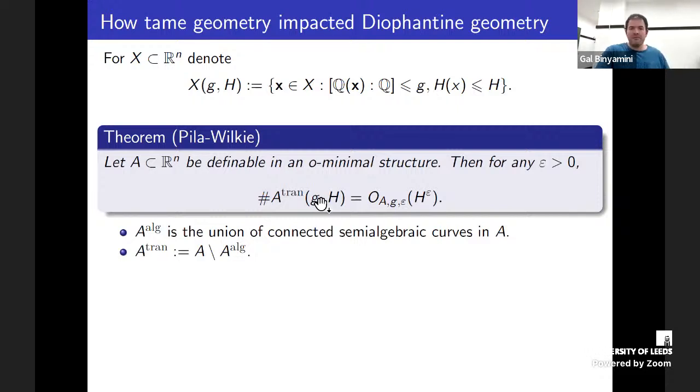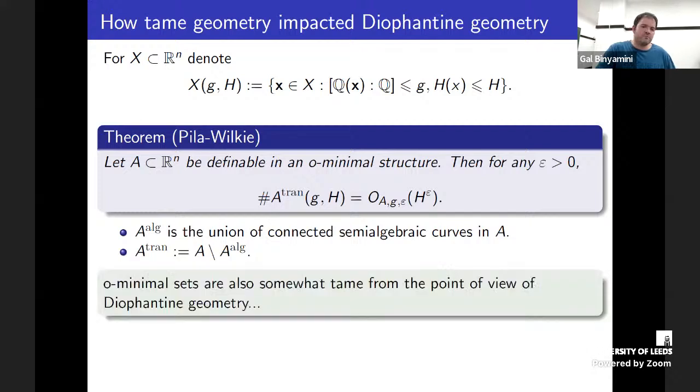Once you remove the algebraic parts, you get this subpolynomial asymptotic for the number of algebraic points. Now the Pila-Wilkie theorem, originally it was with G equal to 1, and I guess this formulation is some later result by Pila, but the ideas are roughly the same.